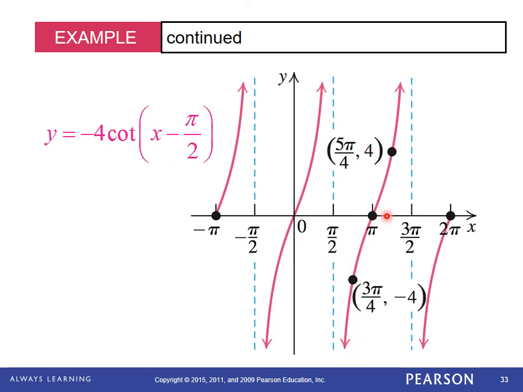So in between pi and 3 pi over 2, it has a vertical stretch of 4 going up, and between pi over 2 and pi, it has a vertical stretch going down of -4, and there it is. So we graph this cycle first, and then we can graph as many pieces as we need to from then on.